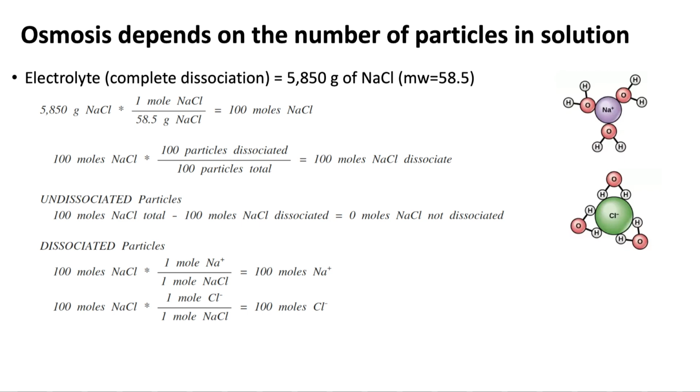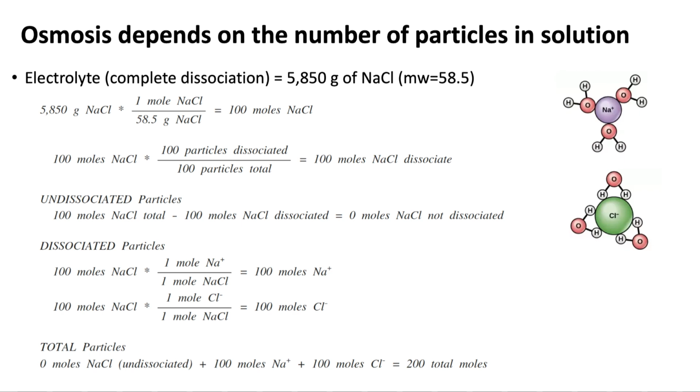So now when we multiply that across, we see that 100 moles of sodium chloride produce 100 moles of sodium. But what you may not have considered is that 100 moles of sodium chloride also produce 100 moles of chloride, because there's 1 mole of chloride for every 1 molecule of sodium chloride. So you also get 100 moles of chloride.